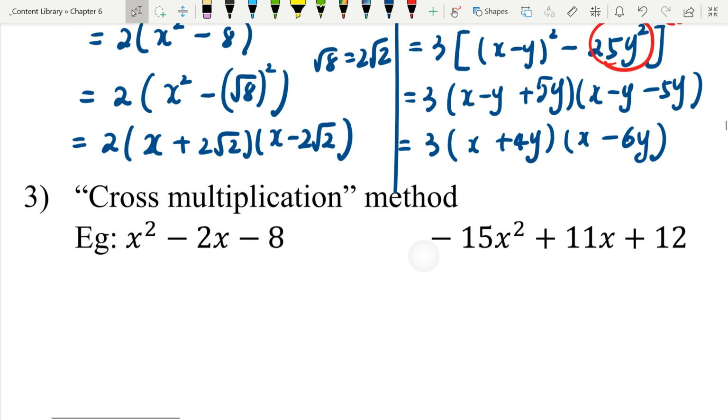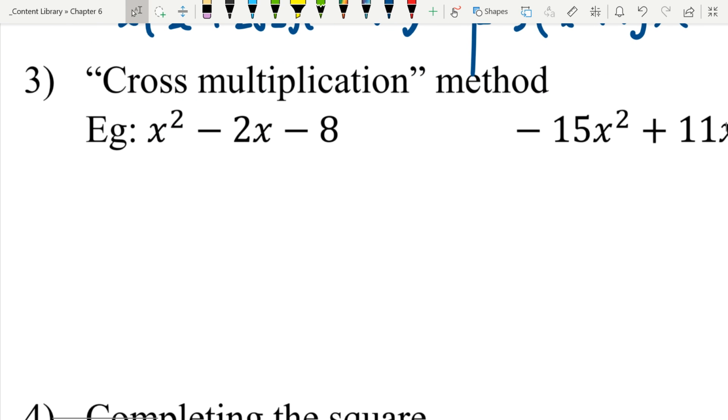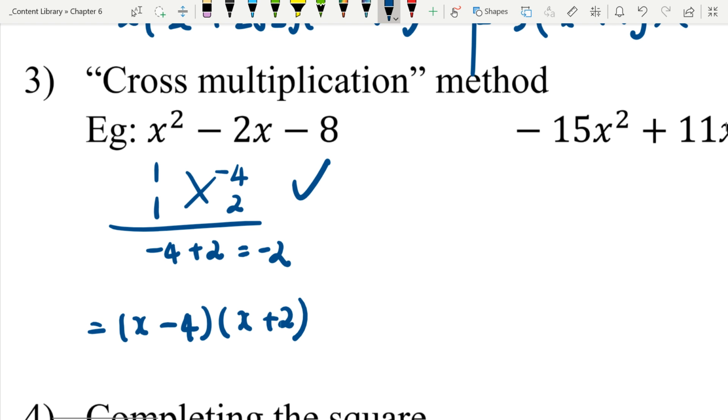When you have 3 terms, we're not missing any term. What we need to think about is cross multiplication. If there's something quicker, I can find it. So that's 1, minus 4 and 2. That gives you minus 4 plus 2, which is minus 2. This works. So the factorization, read horizontally, is x minus 4 and x plus 2.